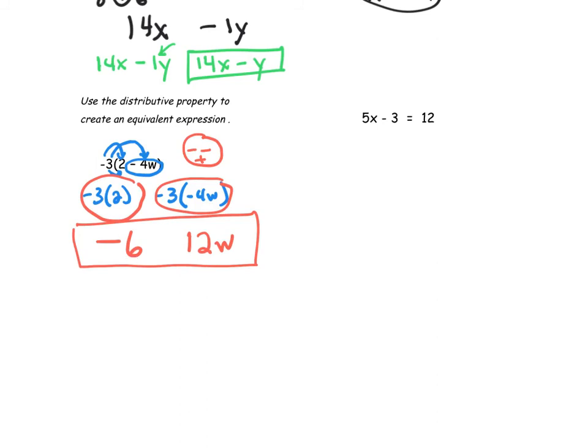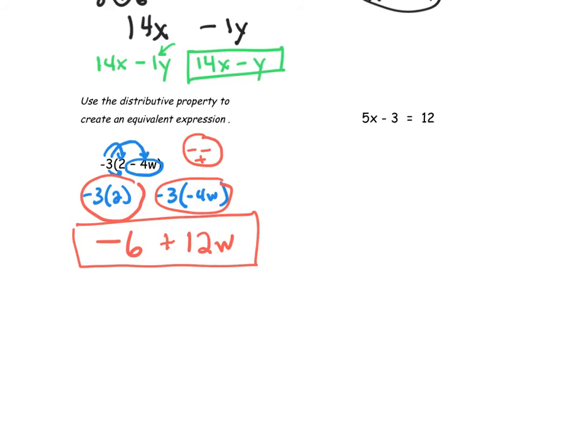Because I want it to be one expression, I'm going to hook it together using a plus sign. And the reason I chose a plus sign is because this number is positive. So the answer is -6 plus 12w.